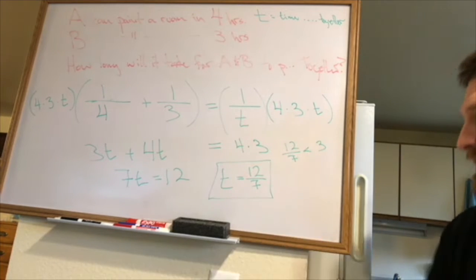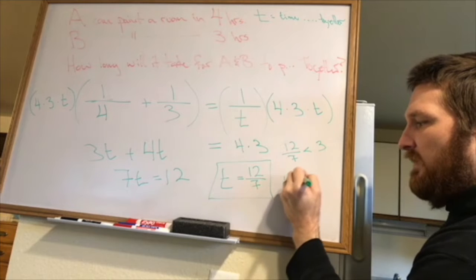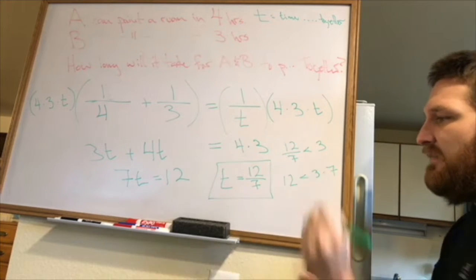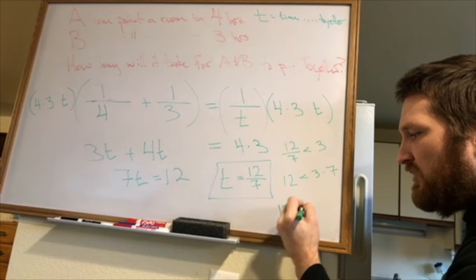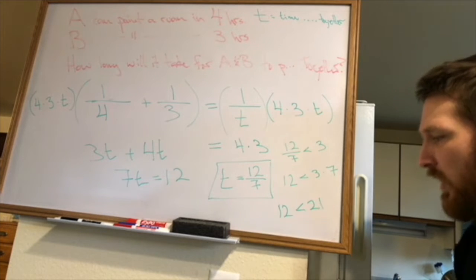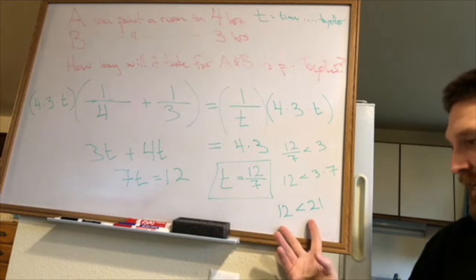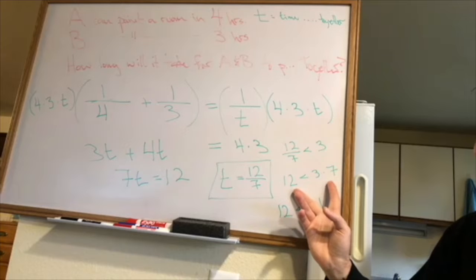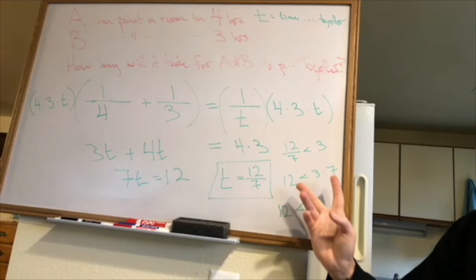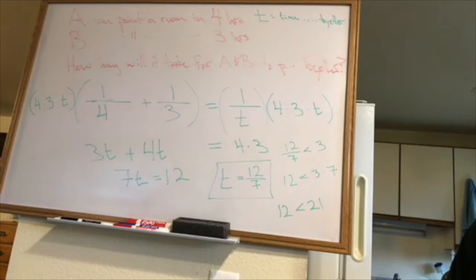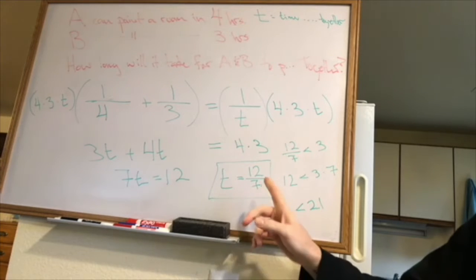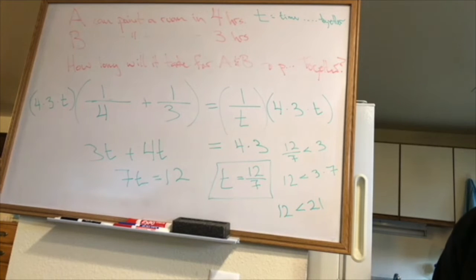If it is, then it must be the case that 12 is less than 3 times 7. I just multiplied both sides by 7. It must be the case that 12 is less than 21. Yeah, okay. Since 12 is less than 21, 12 is less than 3 times 7. Therefore, 12 sevenths is indeed less than 3. This makes sense. That is how long it would take them to do the job together.